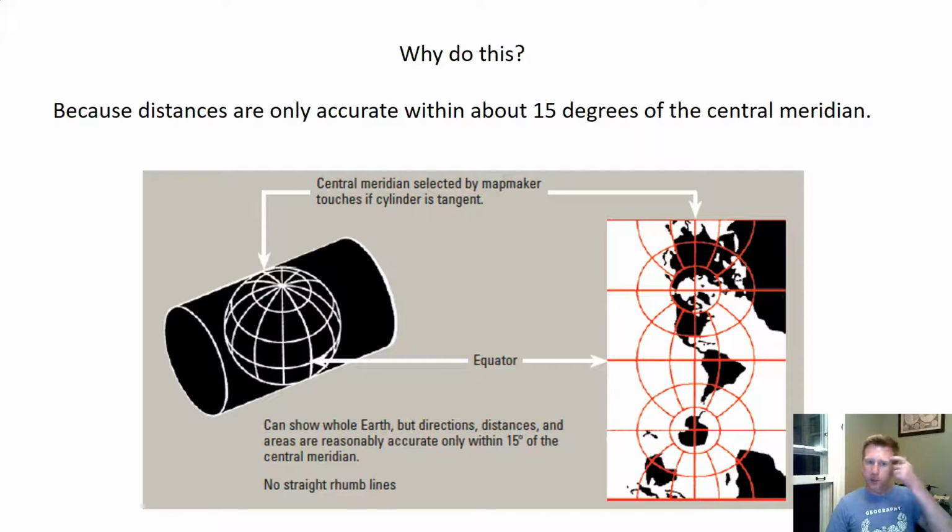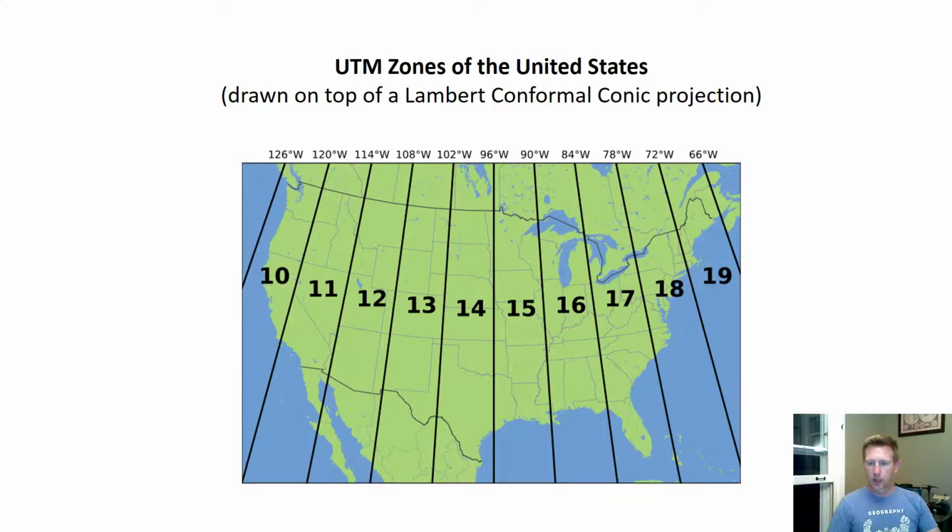The reason, again, that we do this is that distances are only accurate within about 15 degrees of the central meridian. That's sort of a ballpark figure, one that geographers have been comfortable with. And so the idea is that by creating many of these projections in different zones, all spaced 15 degrees apart, we can create a series of locally accurate maps. These are the UTM zones in the United States drawn on top of a Lambert conformal conic projection.